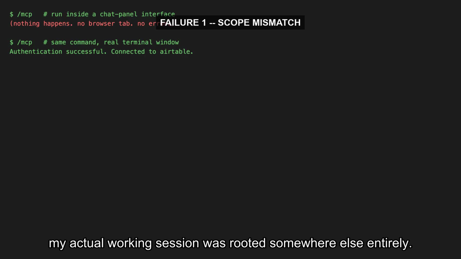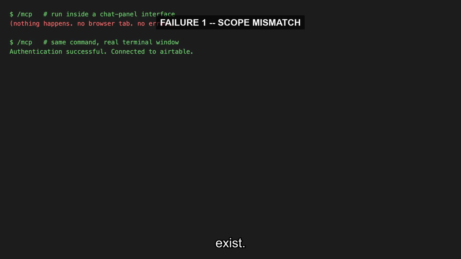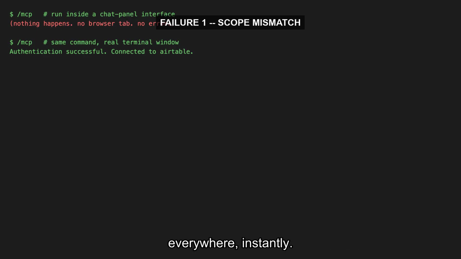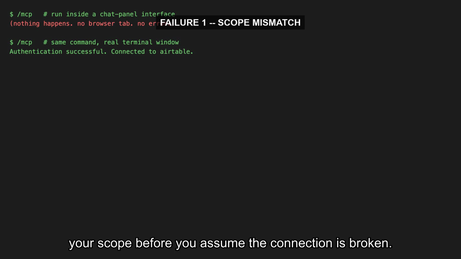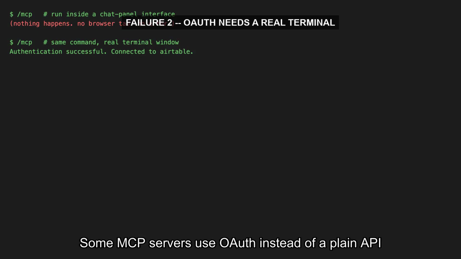I'd registered it while sitting in one project folder, but my actual working session was routed somewhere else entirely. From that session's point of view, the tool simply didn't exist. The fix was one flag. Scope user, instead of letting it default. Once I did that, the same exact server showed up everywhere, instantly. If you've ever had a tool vanish like that, check your scope before you assume the connection is broken.